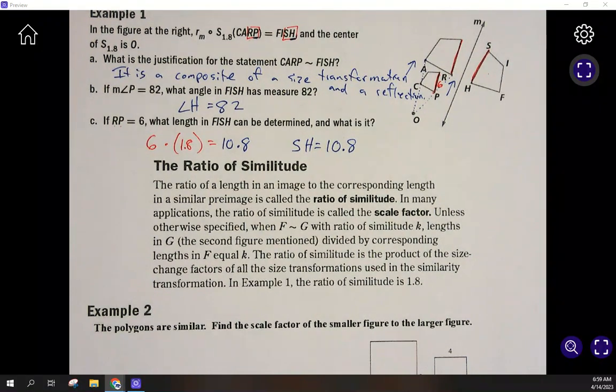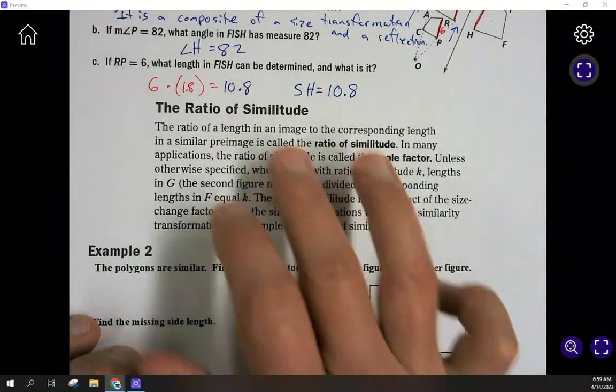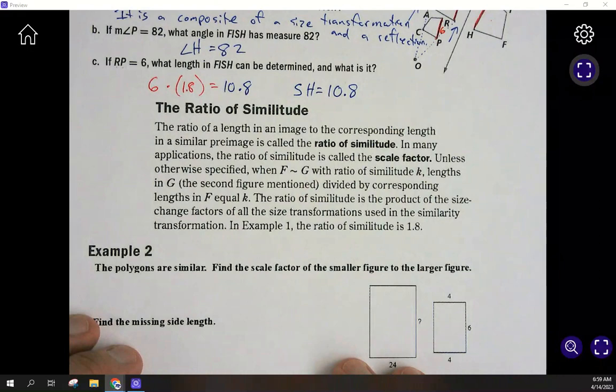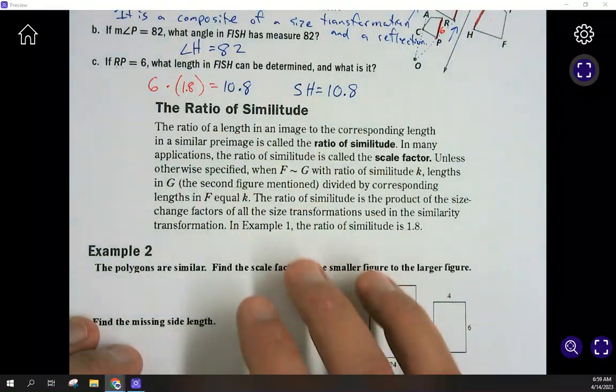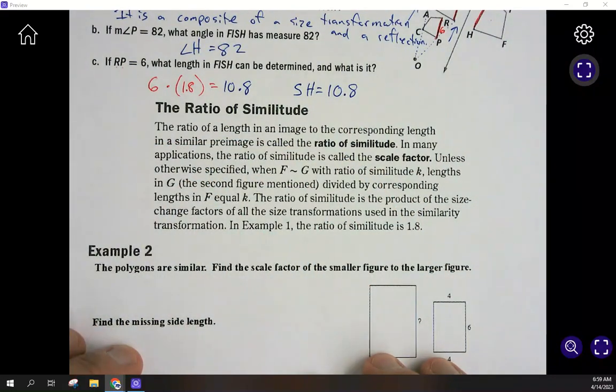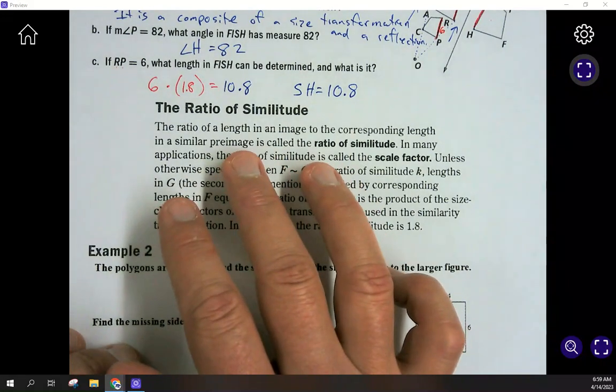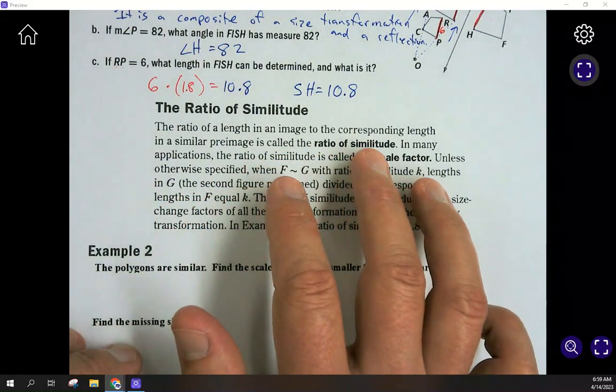All right, and then the last thing we want to look at is just some more of the vocabulary and words that you're going to see, and just want to make sure that we're not thrown off by them. So we're going to talk about the ratio of similitude. That's a hard word to say. I don't like that word, but it's talking about things being similar, obviously. So the ratio of a length in an image to the corresponding length in a similar pre-image, a lot of jargon right there, is called the ratio of similitude.